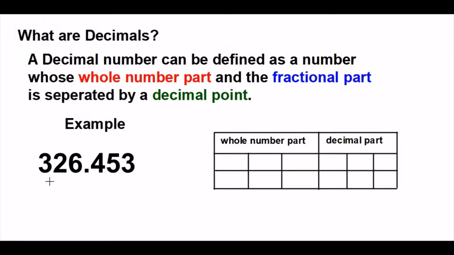Now look at this example. 326.453. Here you can see this 326 is the whole number part and the digits after the decimal point, that is 4, 5 and 3, all together form the decimal part or the fractional part.